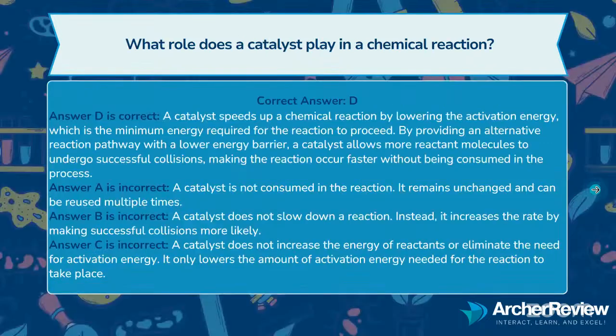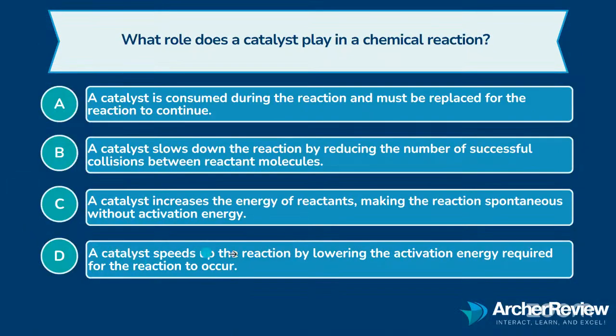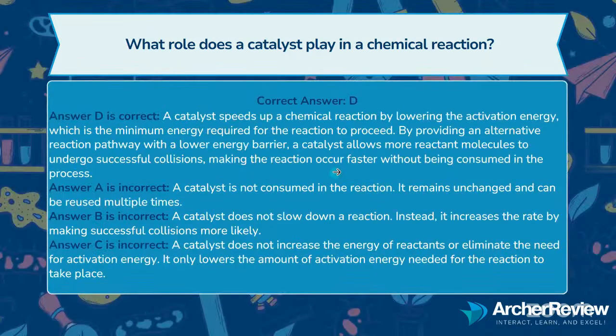All right, let's see how we did. Our correct answer is D. Okay, so let's take a look at what that was. A catalyst speeds up the reaction by lowering the activation energy required for that reaction to occur. So that was our correct answer. It's going to speed up the chemical reaction by lowering the activation energy.